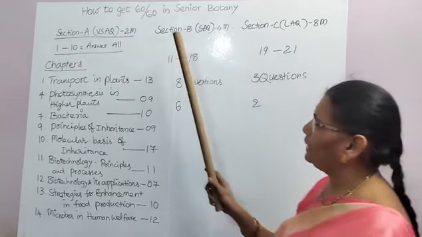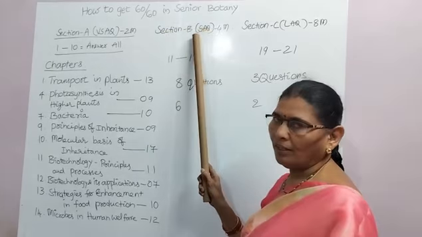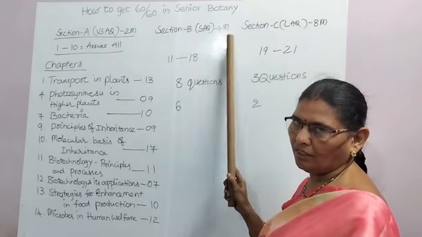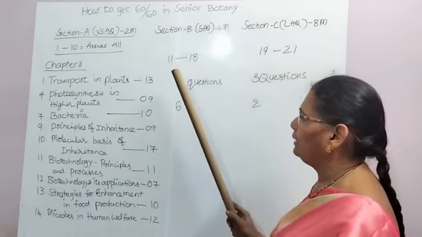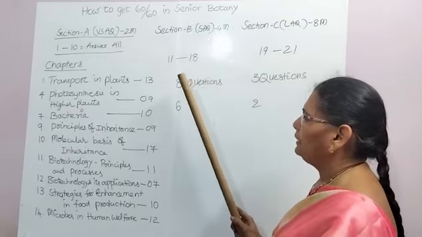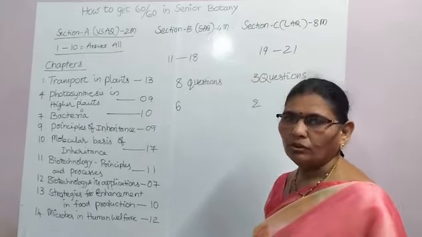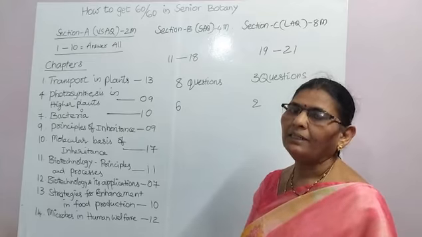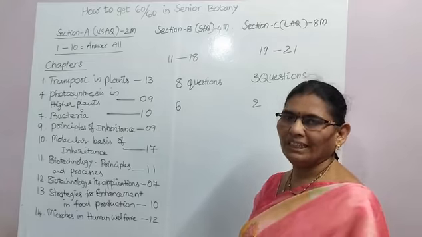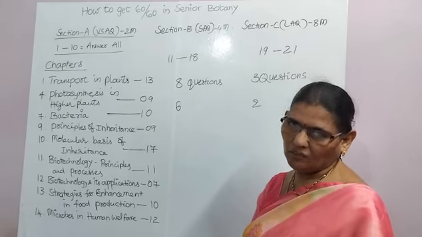And then comes section B. Short answer type questions, each question carries 4 marks. Questions 11 to 18, 8 questions are given, you can answer any 6. So there is also a choice in the short answer questions. So you can easily attempt all the questions.